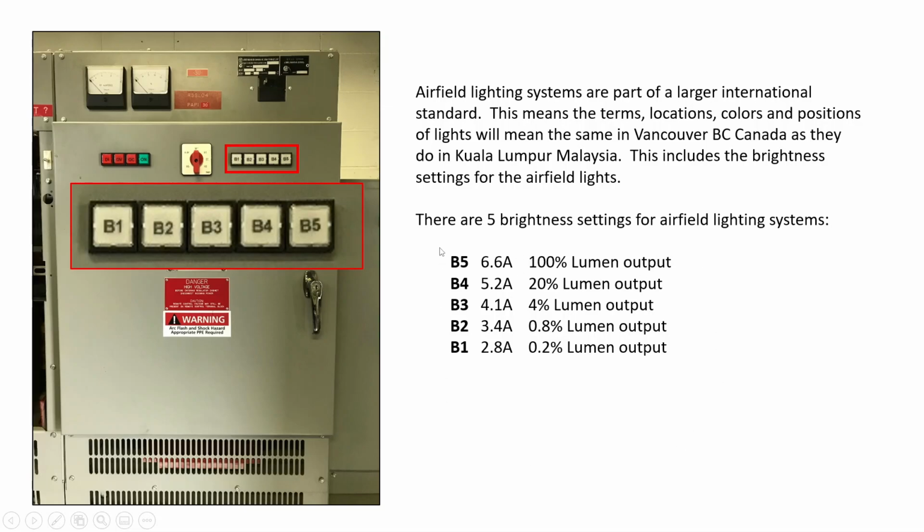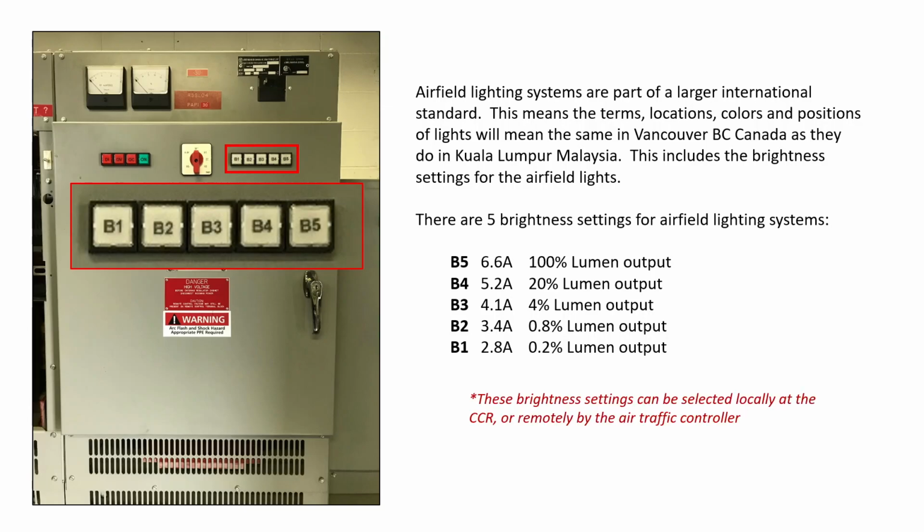Some airports will not have all 5, but they might have 3. So they go B5, 4, 3, something like that. In that case, then obviously you wouldn't have B1 or B2. But it's important to understand that the lowest number, B1, would be the lowest lumen output. And at 0.2%, you would very likely be unable to see visually during the day that the lights are on. Keep this in mind because that could be a safety challenge if you thought the lights were off, but in fact it was on B1 setting.